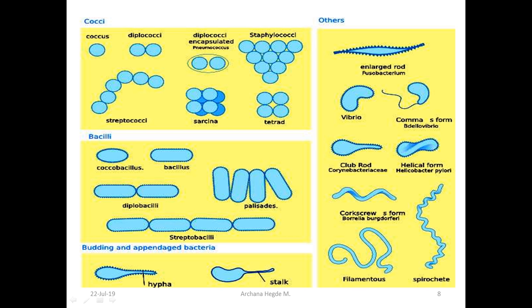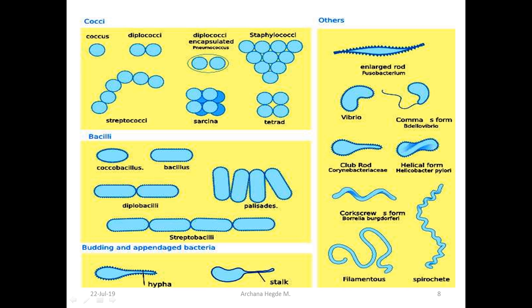Here you can see the image showing cocci, bacilli, budding and appendaged bacteria. These are the other forms of bacteria. Coccus, diplococci. Diplococci encapsulated: you can see a capsule with 2 cocci. Staphylococci is a group. Streptococci in a chain. Staphylo group, strepto chain. Sarcinae in 8. Tetrad in 4.